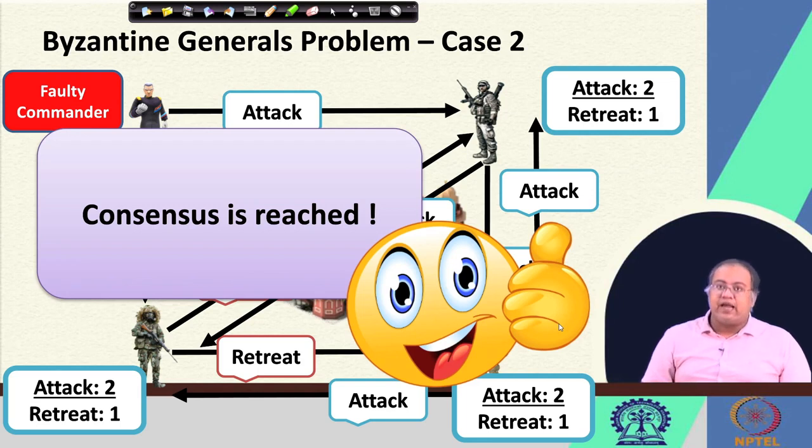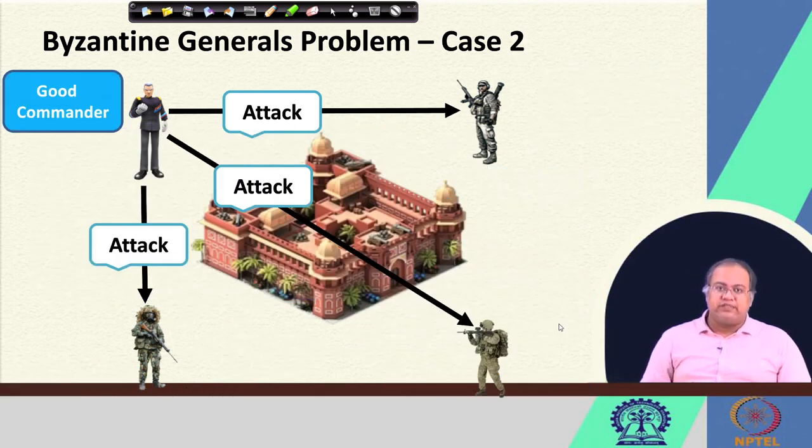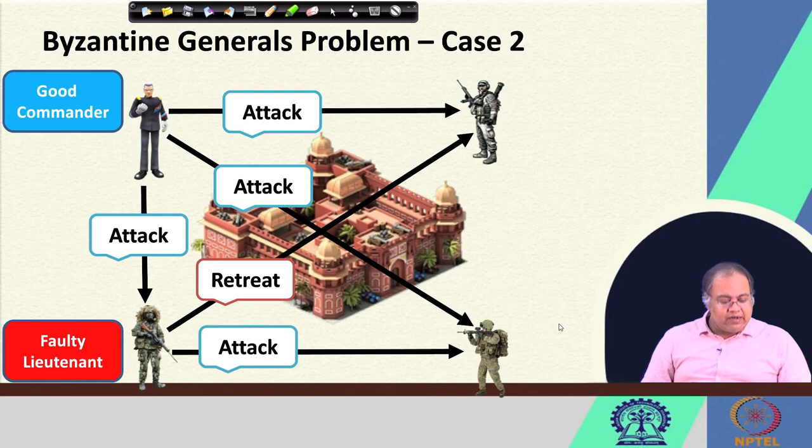In this Byzantine general problem, we see that we can reach consensus when the commander is faulty. Now, in the same way, let us see whether we can also reach consensus when one of the lieutenants is faulty. Here, say the commander is a good commander. The commander sends attack to all the fellow lieutenants, but one of the lieutenants is faulty. So, the faulty lieutenant is going to send attack to one of its fellow lieutenants and send a retreat to another of its fellow lieutenants.